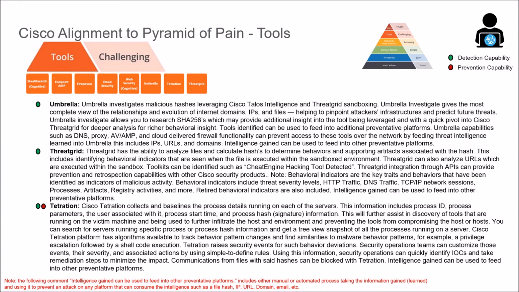Umbrella, now you're looking at more of a detection capability. So Umbrella investigates malicious hashes, leveraging Cisco Talos intelligence and Threat Grid sandboxing. Umbrella Investigate gives the most complete view of those relationships. And for some that have heard the previous videos, some of this sounds a lot the same as other things, because each element will provide additional insight, right? Investigate does provide some insight into the relationships between domains, IPs, and files. And that's certainly going to help, whether it's going to be a tool, whether it's going to be a domain name, right?